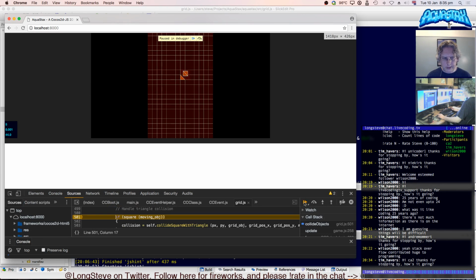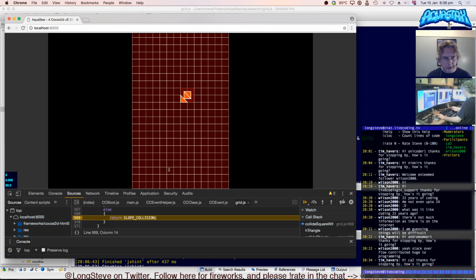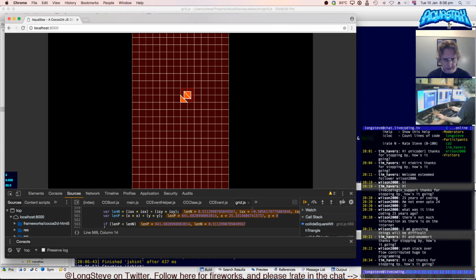So let's. I don't want that one. I want. So that's the axis collisions. They're overlapping. But the slope collision occurs when it triggers on the hypotenuse there, the slope. Excellent. Right. Well, that's actually doing what I want it to do, which is rather good.